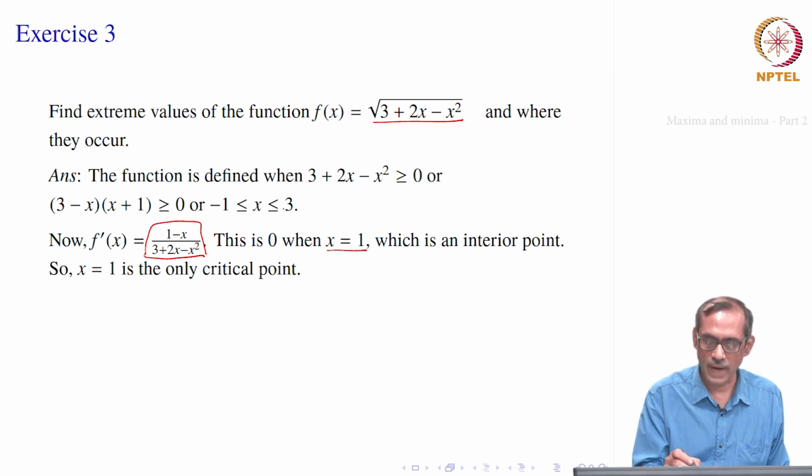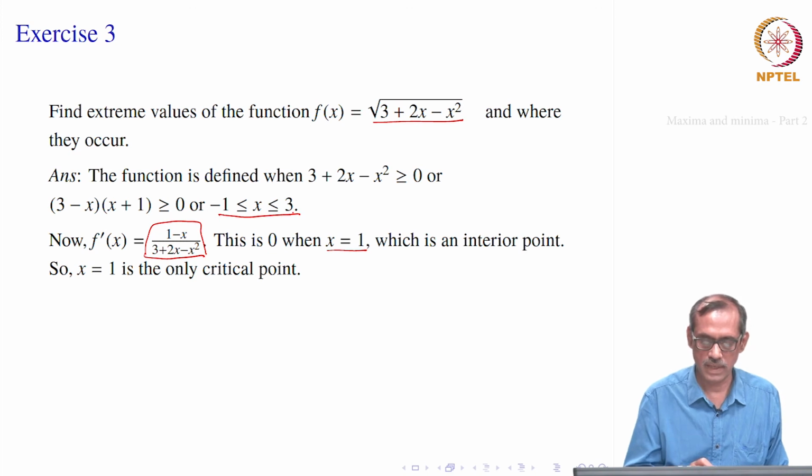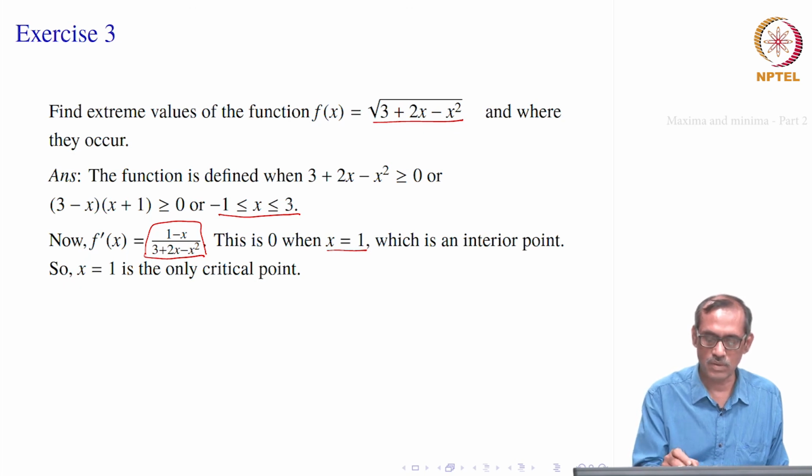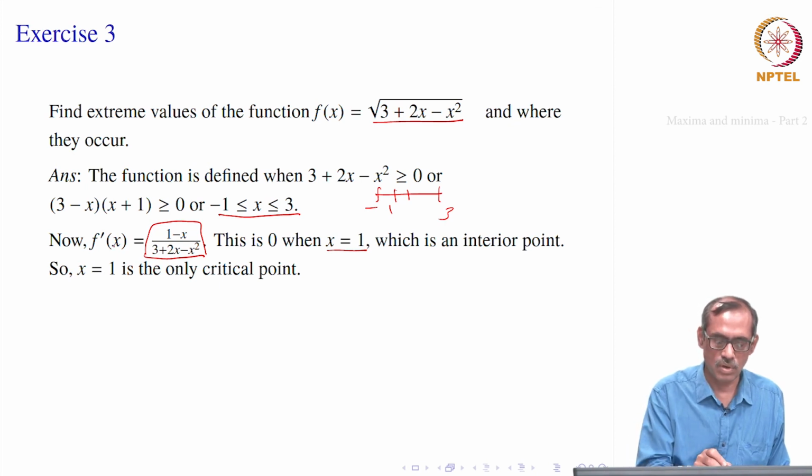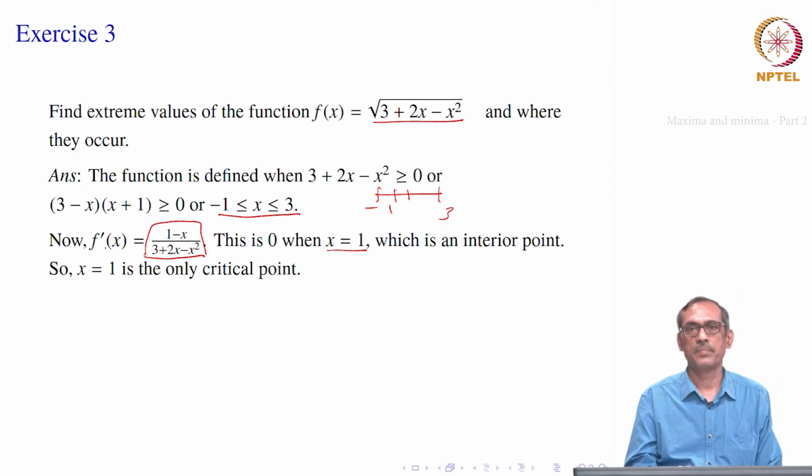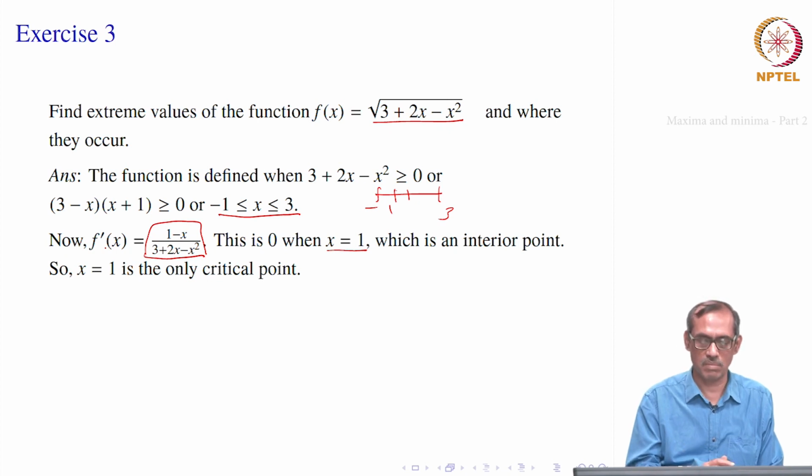But x equal to 1 does not belong to our domain, right. Is that fine? No, it is minus 1 to 3. So, we have minus 1 to 3 and x equal to 1 belongs to the domain, and that is an interior point of course. So, that is the only critical point, right. x equal to 1 is the only critical point.